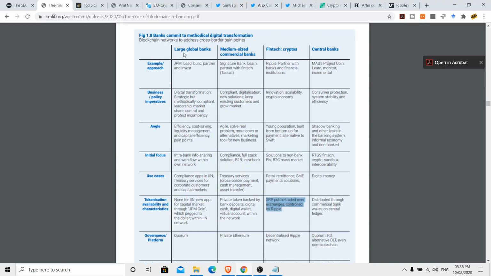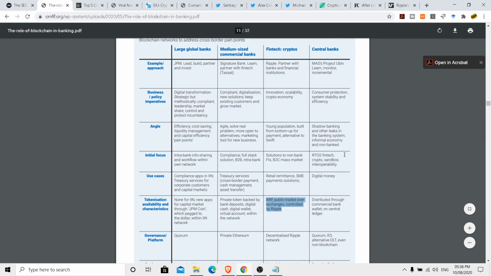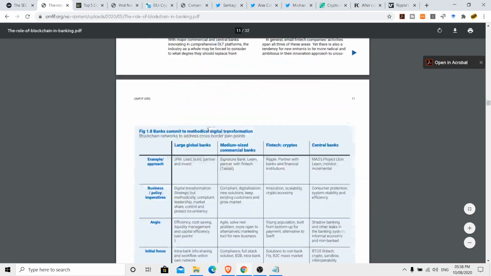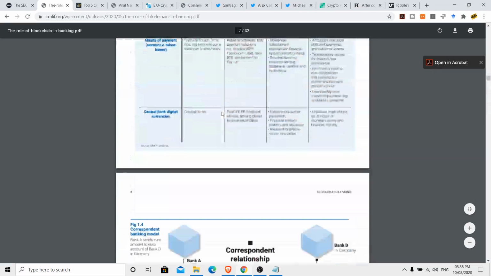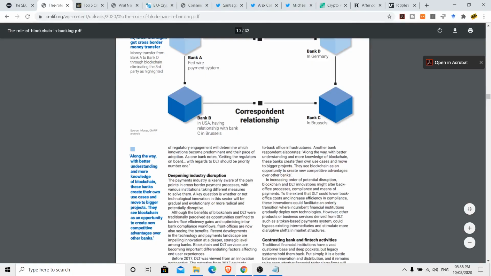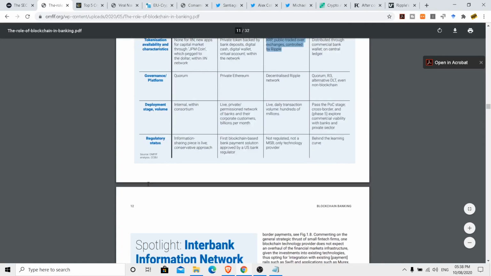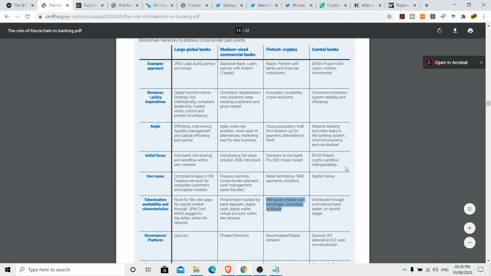Now, when we talk about the central banks, on the same side of the use case, we were showing you the central bank's perspective of central bank digital currency, right? Why? To enhance customer protection, financial system stability, and resilience, and to respond to private sector innovation, which is Ripple, Bitcoin, and other stuff. So when they look at the use case of central bank money, it's digital money. Now, when they focus on digital money, what are they focusing on? They are focusing on RTGS, fintech, crypto, sandbox, interoperability.